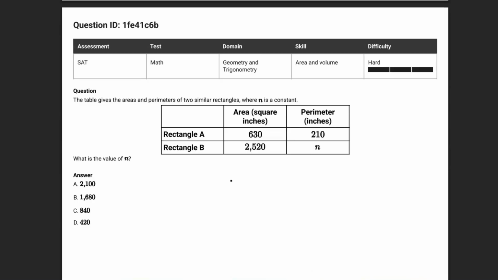So this next question, the table gives the areas and perimeters of 2 similar rectangles, where n is a constant. What is the value of n? So I'm going to rewrite this table in a way that makes sense to me. Okay, rectangle A, rectangle B, and then perimeter, I'll just call L for length, and then area, just do A for area.